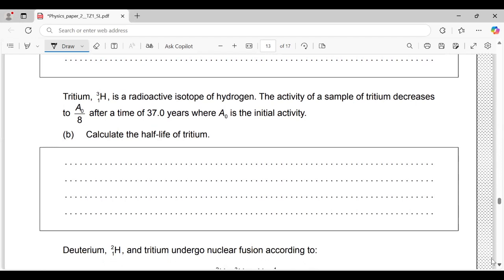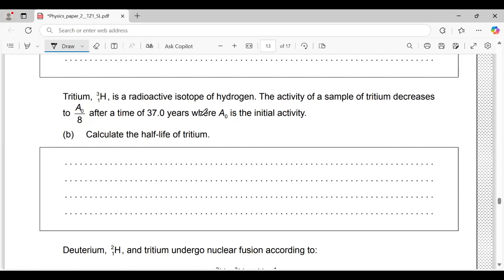Right, next. Tritium is radioactive hydrogen-3, a radioactive isotope of hydrogen. The activity of a sample of tritium decreases to A0 over 8 after 37 years, where A0 is the initial activity. Calculate the half-life of tritium.